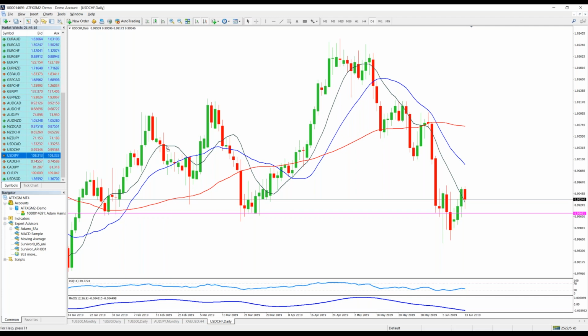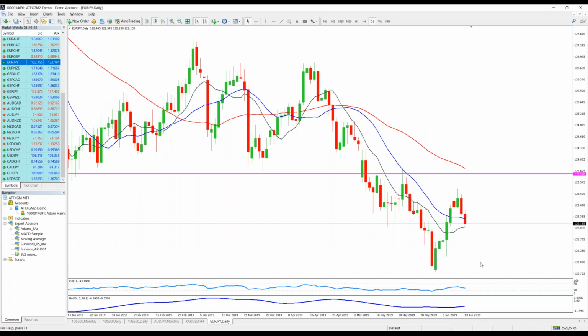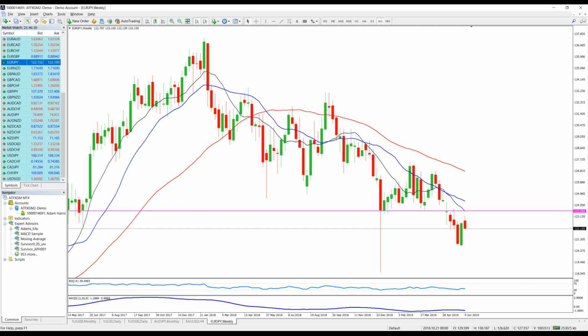Let's look at dollar yen. Okay, so now I don't know if you've noticed this, but every time I look at a yen chart, it's heading lower. Let me just show you this. So this is dollar yen. Let me bring up euro yen. Okay, euro yen. Let's look at them on the weekly. They look a bit better on the weekly.